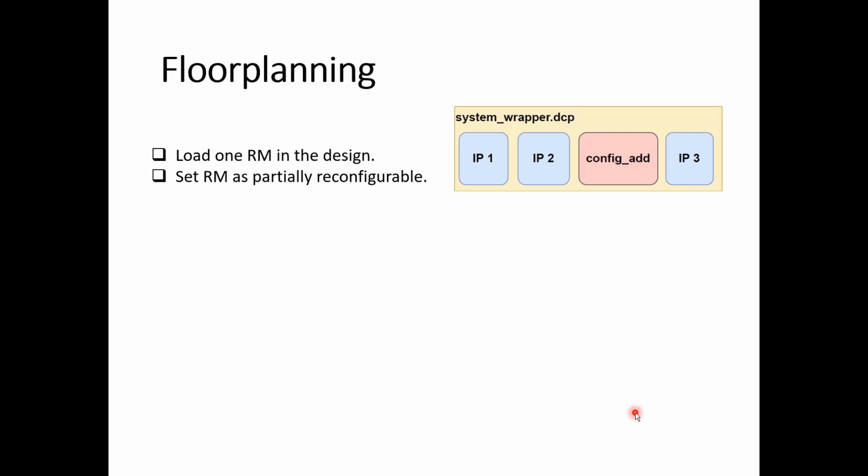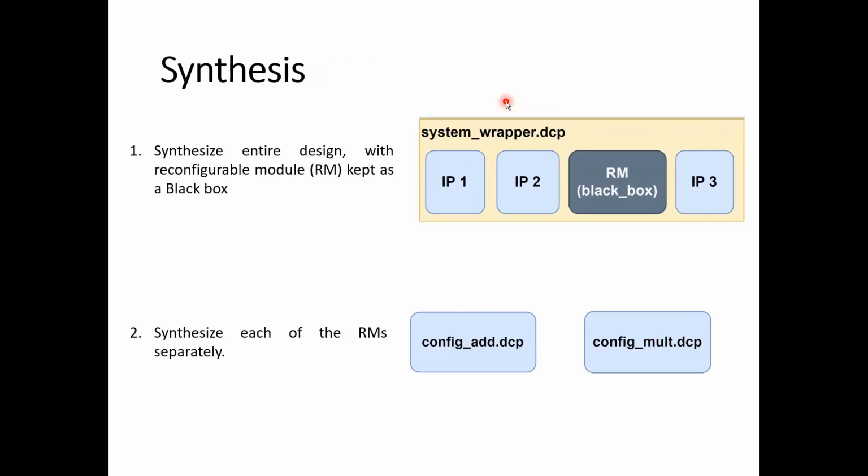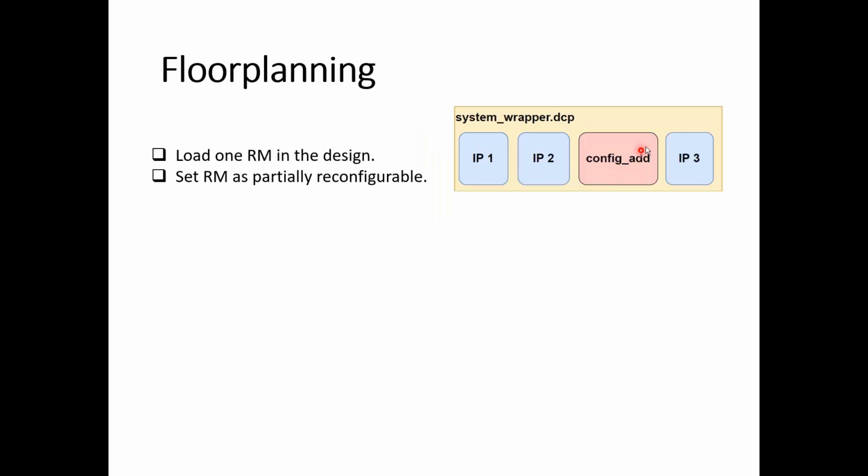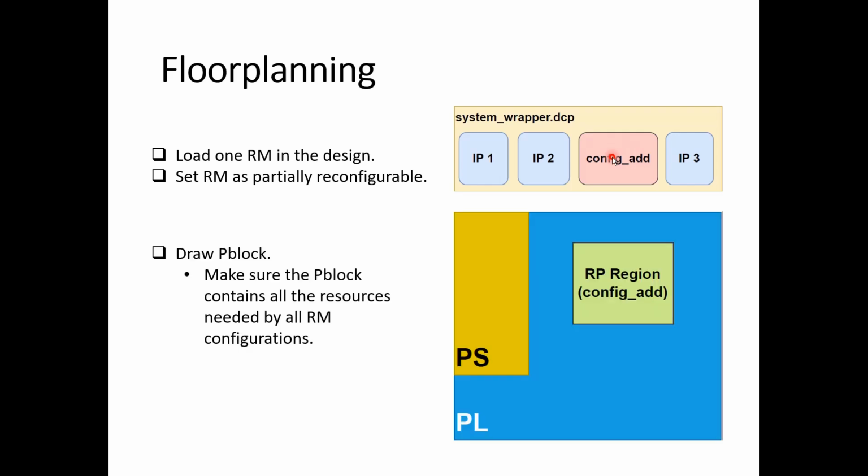Now we have to tell the design where we want our reconfigurable module in our design. So first what we will be doing is that we will load one of the reconfigurable modules in the design. So we had this entire system designed with the black box. Now we will add, let's say, the addition module in place of the black box. Then we will set this RM as partially reconfigurable, and we will tell the tool that this is the cell, this is the block which we want to reconfigure, partially reconfigurable.